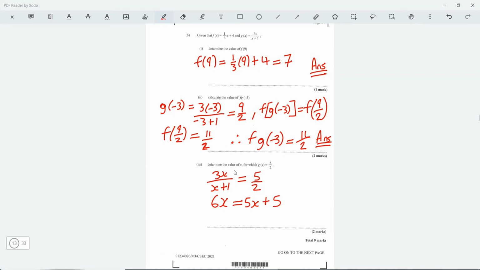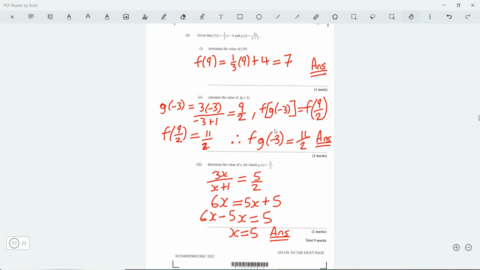Then we can subtract 5x from both sides to get 6x minus 5x equal to 5. And so 6x minus 5x is 1x. So x equals 5. And that's your answer. X is equal to 5.